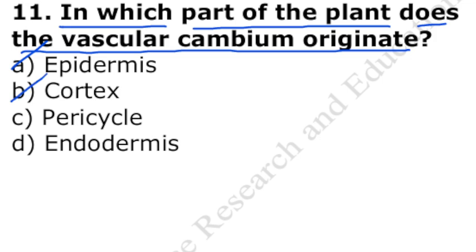Epidermis, cortex, pericycle, endodermis. The vascular cambium mainly originates from the pericycle that is responsible for the secondary growth in root and stem.